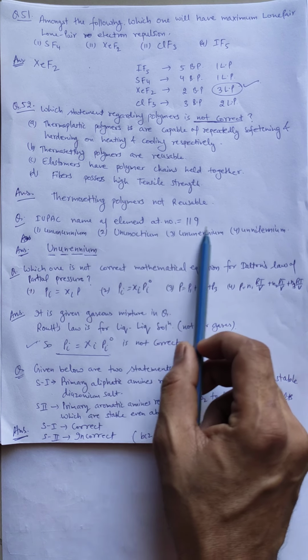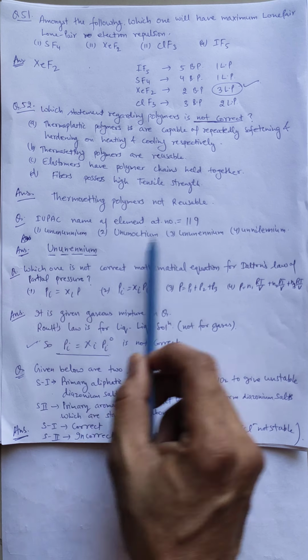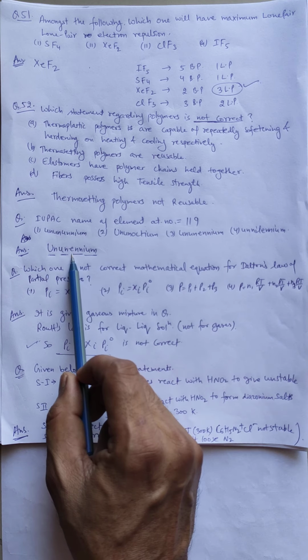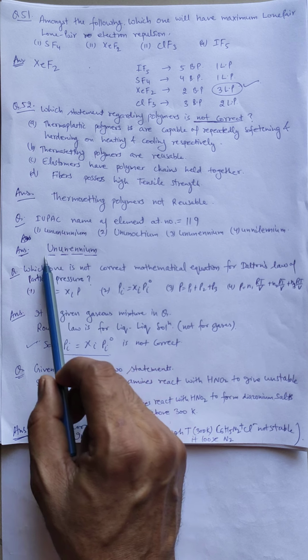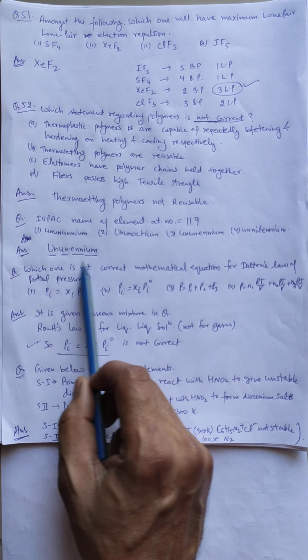So atomic number 119. 1 is written as un, again 1, again un. Now 9 is written as enn, plus ium. So ununennium is the correct IUPAC name.